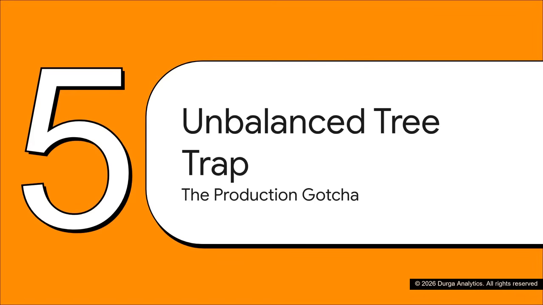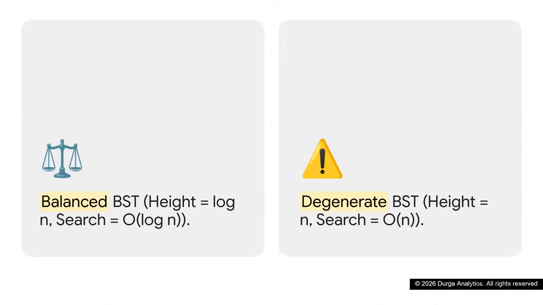Section 5, the unbalanced tree trap, the production gotcha. And this is a massive catch that will completely break your production app if you aren't paying attention. You absolutely cannot just assume you're getting O of log n performance just because you instantiated a BST class. The performance is highly conditional. On the left side here, we have a perfectly balanced tree, yielding our beautiful lightning-fast O of log n performance.